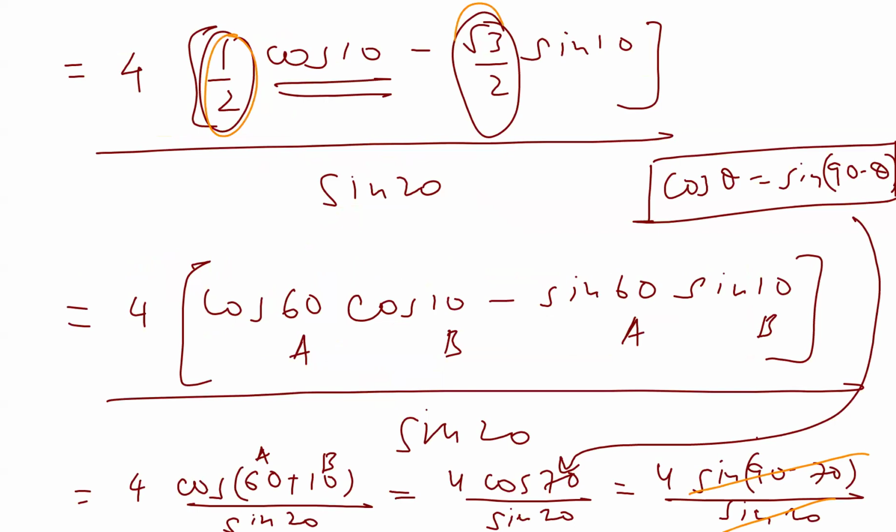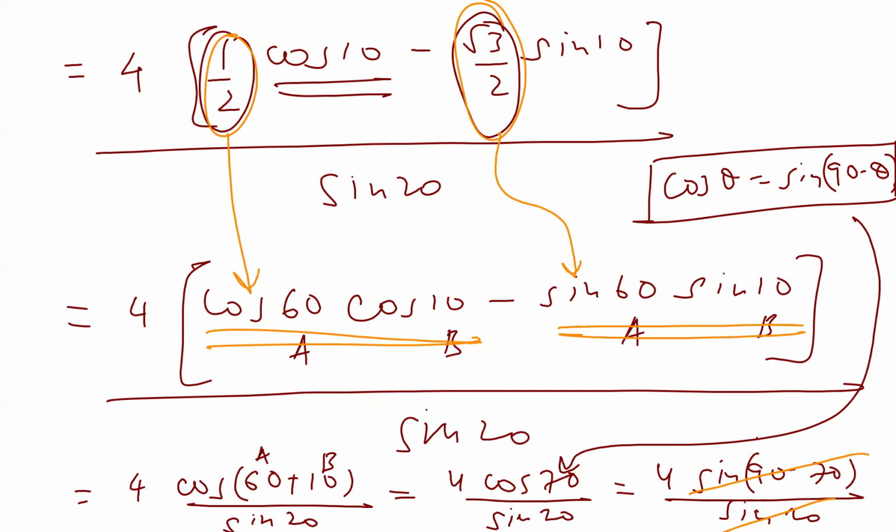So half and root 3 by 2. Half is written as cos 60, root 3 by 2 is written as sin 60. Why do we do this? Because we can apply this cos A cos B minus sin A sin B formula, which is cos A plus B. And towards the end, for cos, I've taken the complementary angle. Cos theta is sin 90 minus theta. So we get sin 20 in the numerator as well. 90 minus 70 is 20. And the denominator already has a sin 20. Okay, so that is how the problem is completed. Thank you.